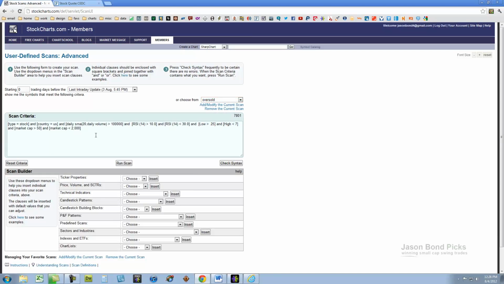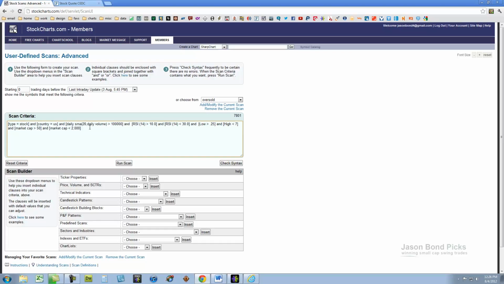Here is the criteria, and it is also in the video lesson, so you can just copy paste it into yours. You would just copy paste it in here and you would save it. Okay? You're going to add or modify a scan. You're going to add mine to your computer. Now, what this says very quickly is that it is a stock. The country is the US.